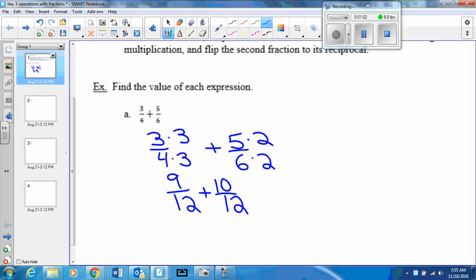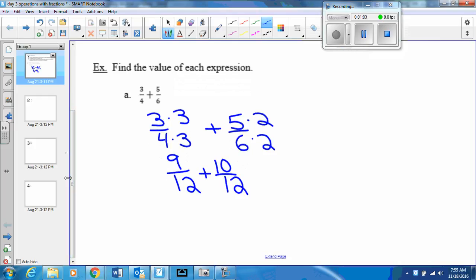And now when you add, you keep the denominator the same, and I add the numerators. 9 plus 10 becomes 19. Then I change it into a mixed fraction, which would be 1 and 7/12.